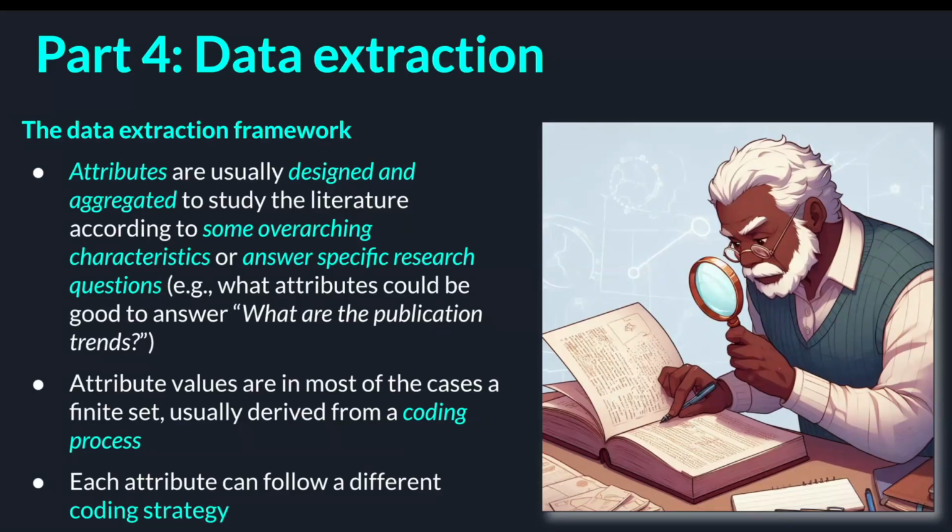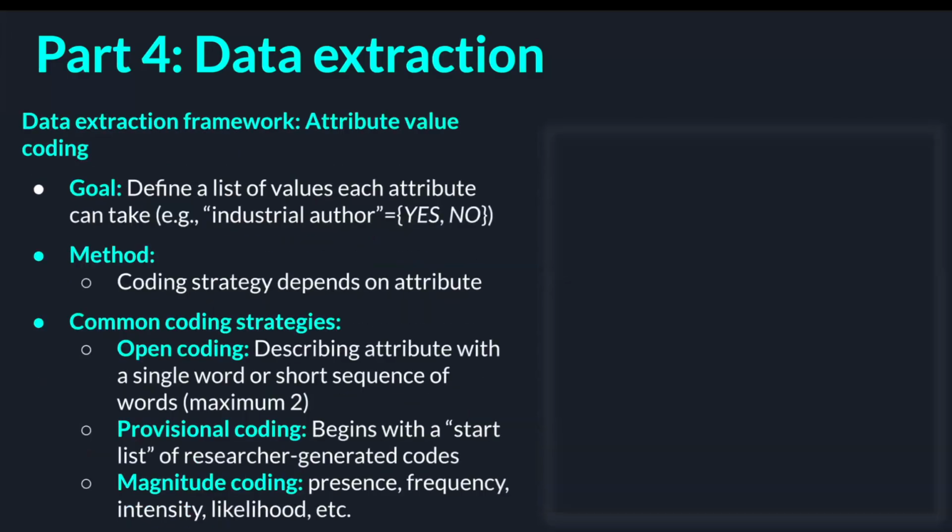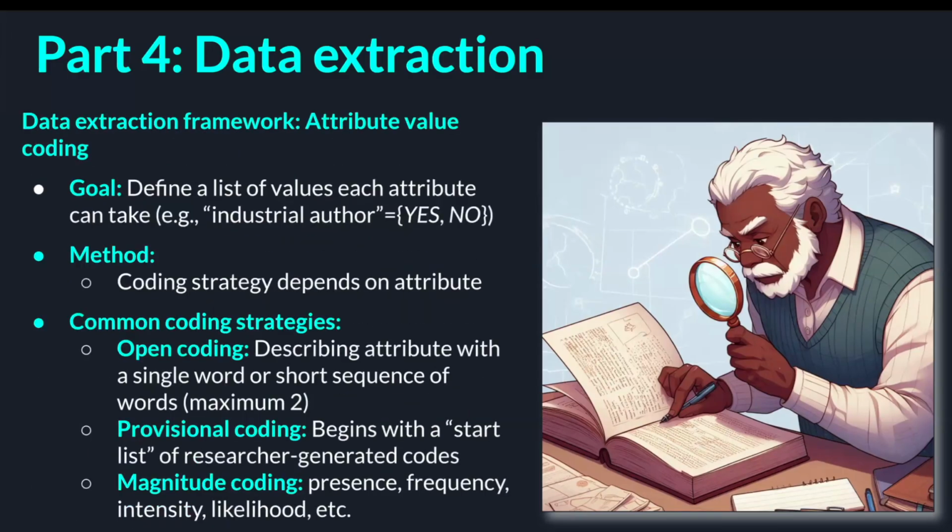And how to define these values? You use a coding process. Coding, basically, is another way of saying data labeling. Coding is also used a lot in qualitative research, where basically you attach a keyword to a certain concept. And each attribute follows a different coding strategy. We'll see just a few now. In general, the goal of coding is to define a certain number of values an attribute can take. For example, yes or no. Do they have an industrial author? And then the values are yes and no, simply.